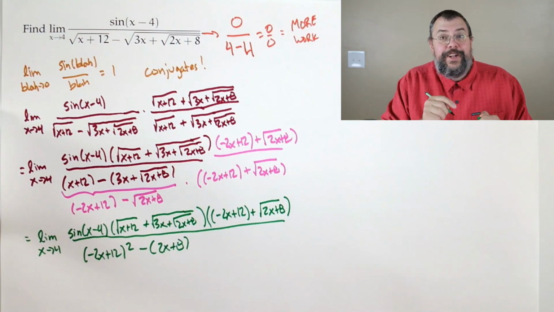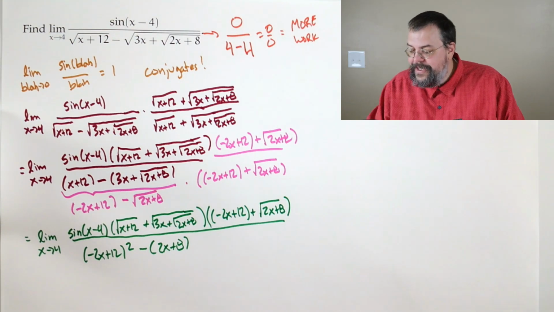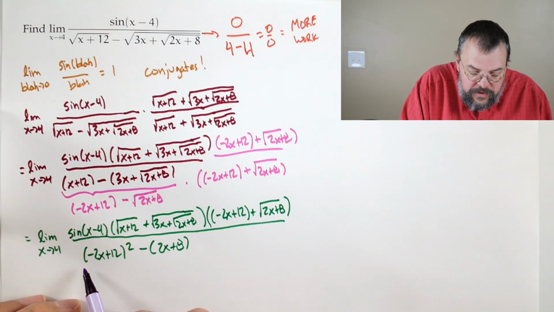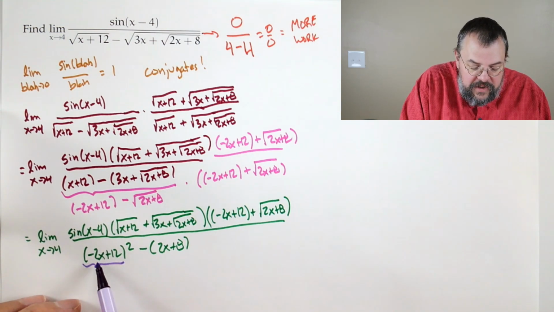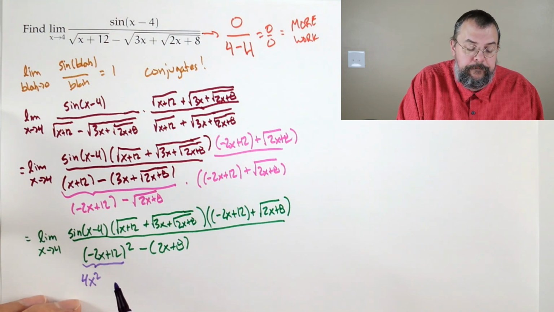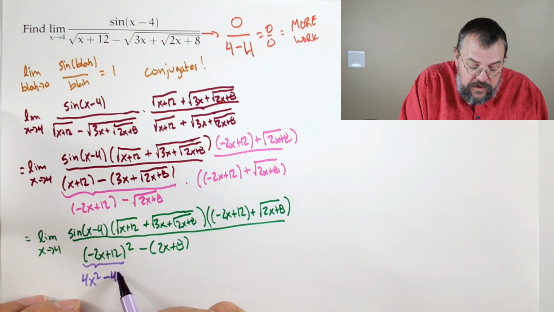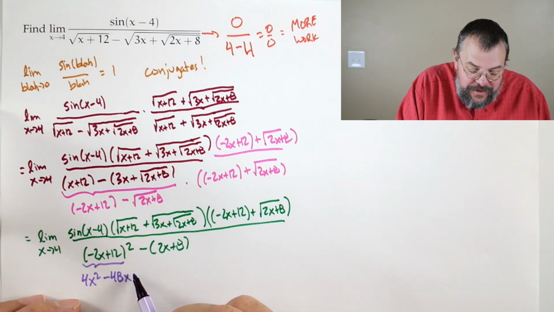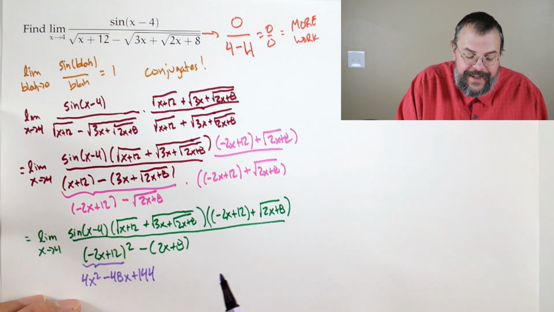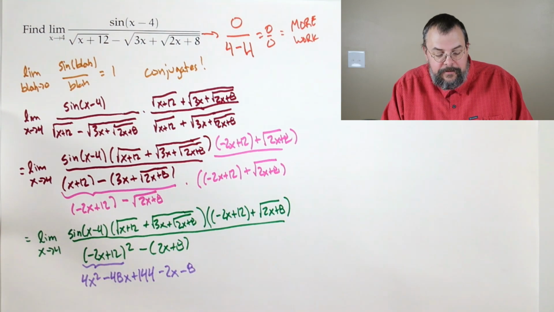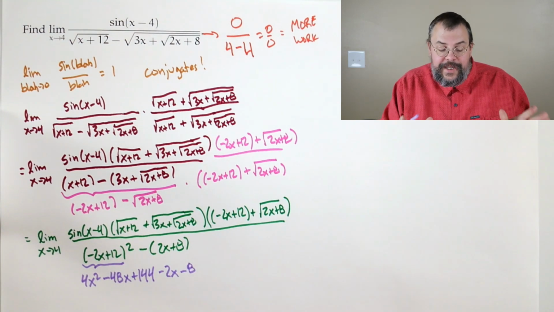All right, we need to work on our denominator. So let's get to work on it. What can we do? Well, first off, let's square this out. So minus 2x squared, 4x squared. So think of it as a squared, then there will be 2ab. So minus 48x. Yeah, that's there. Plus 12 squared, 144. Then minus 2x minus 8. All right. Now, let's clean that up.